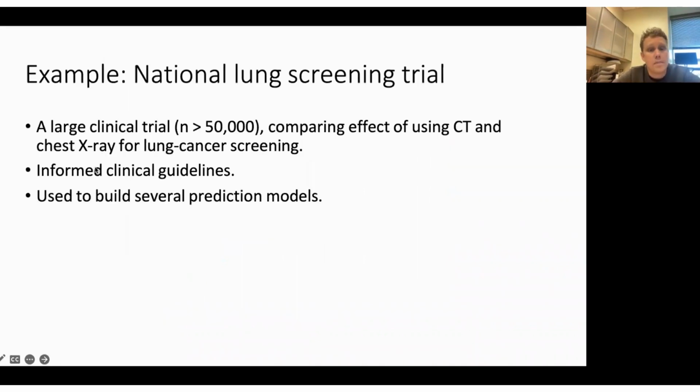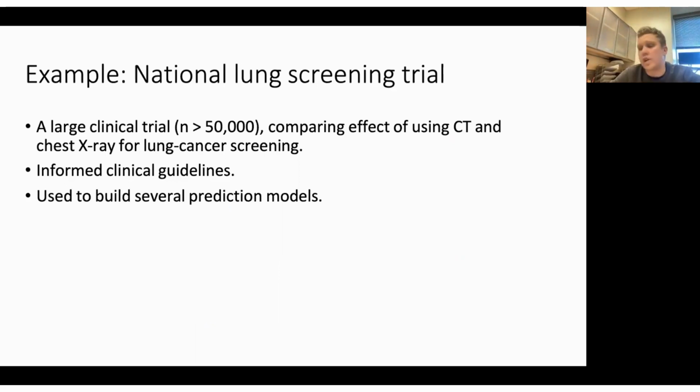Thanks. Okay. Now I'm going to move into an example. And we are going to be using the National Lung Screening Trial as an example here. This is a large clinical trial that enrolled over 50,000 high-risk people for lung cancer, so older smokers or heavy smokers. And it was comparing the effect of using CTs versus chest X-ray screening for lung cancer.